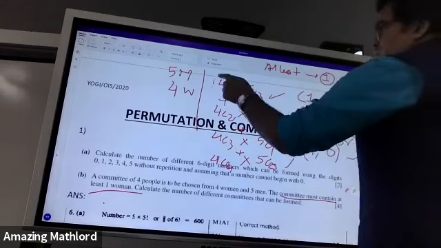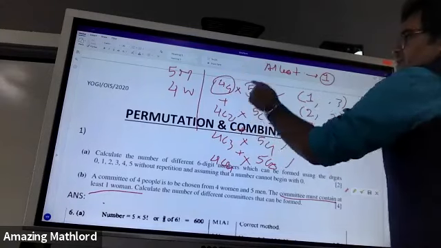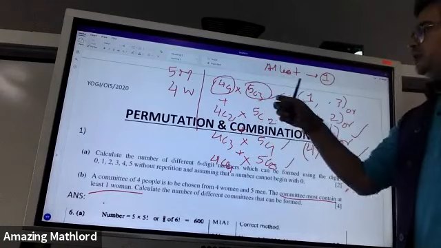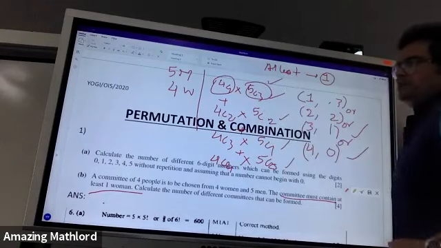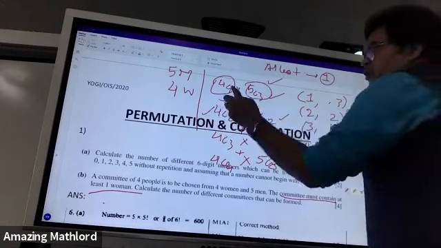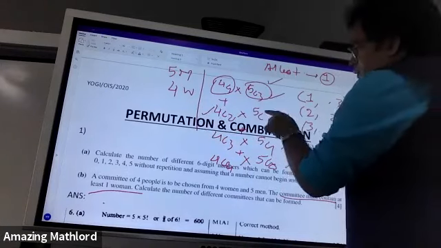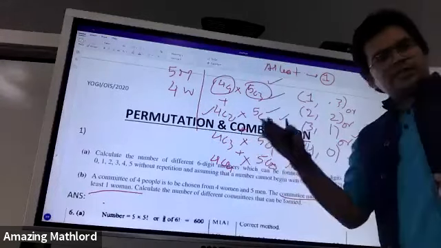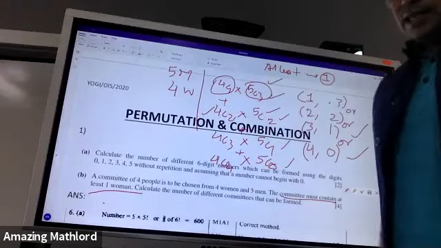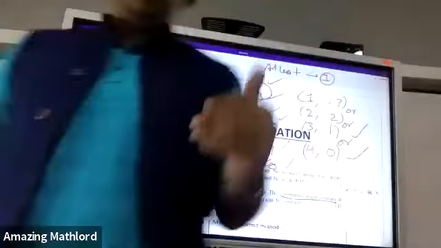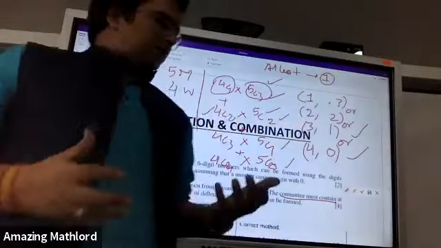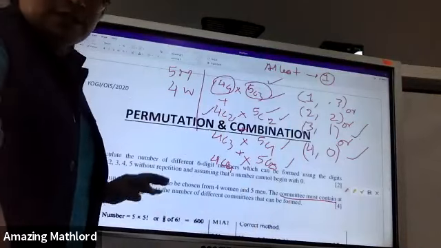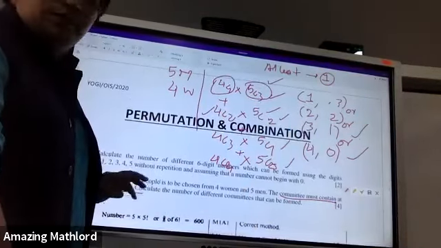This represents 1 woman and 3 men. So from 4 women, you're choosing 1, and from 5 men, you're choosing 3. From 4 here, you're choosing 2, and from 5, you're choosing 2. So all of these committee selections will contain at least 1 woman, and you have these 4 different combinations. So this is how you do committee selection based problems, and I hope this is helpful.